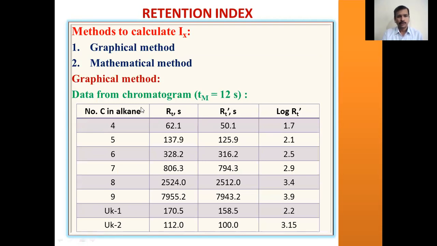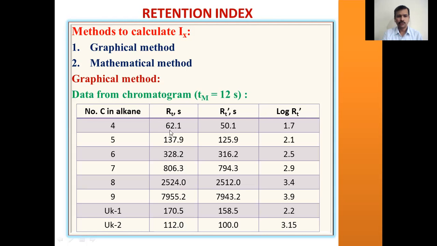So you have a chromatogram. Obtain the data from the chromatogram for all the compounds having 4, 5, 6, 7, 8, 9 carbon atoms. You have passed all these N-alkanes through the chromatographic column, the same column, and they have been eluted at these retention times denoted in seconds. Retention time for the compound having 4 carbons is 62.1 seconds, and for the compound with 5 carbons, 137.9 seconds, and similarly for 6, 7, 8, 9, these are all the retention times. Unknown compound 1 and unknown compound 2 were also eluted at 170.5 and 112 seconds.